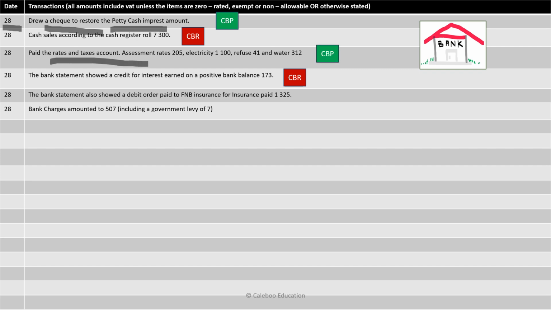Paid the rates and taxes. There's a whole lot of money being paid to your local municipality. There's a debit order on the bank statement and there are bank charges also on the bank statement. So you have 4 more transactions that need to go into the Cashbook payments. So there are quite a few transactions I'm going to work through with you.